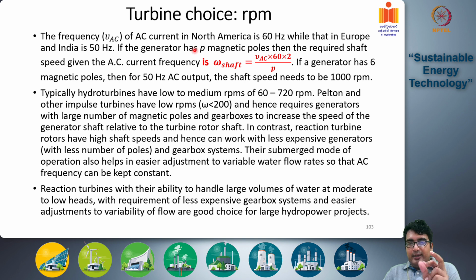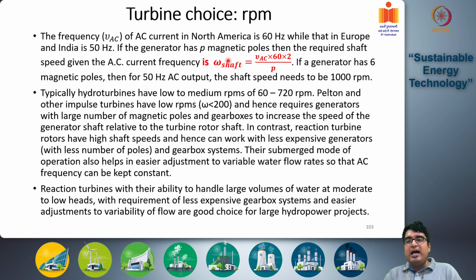Now if a generator has P magnetic poles, remember the current is generated by the rotation of the generator shaft inside a cylindrical structure which has magnetic poles in it, okay. So if the generator has P magnetic poles, like 4 poles, 5 poles, 6 pole generators, different types of generators are available, then the required shaft speed given the AC frequency is omega shaft.